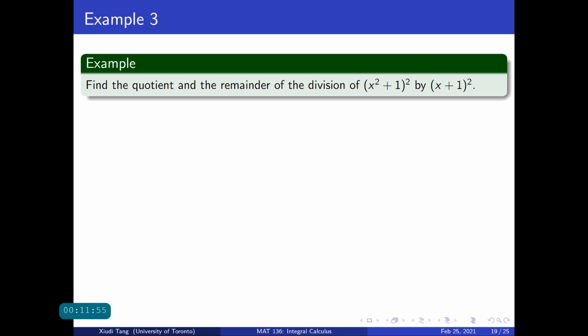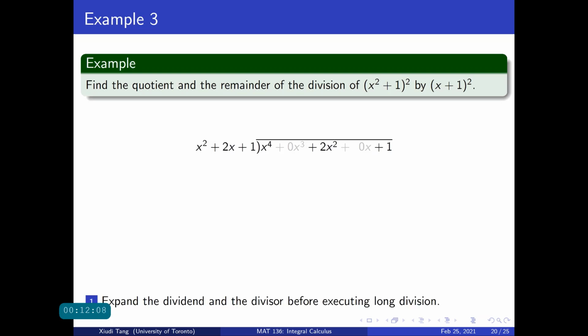Now the third example, we have the numerator (x squared plus 1) squared, and the denominator (x plus 1) squared. So in order to do the long division, we need to first expand the dividend and divisor so that there are no parentheses, and we put them in the right places.